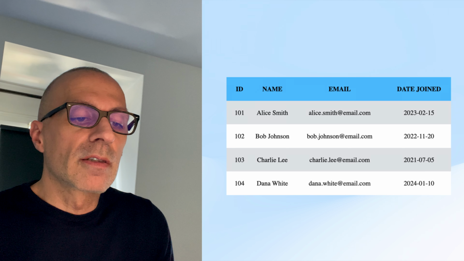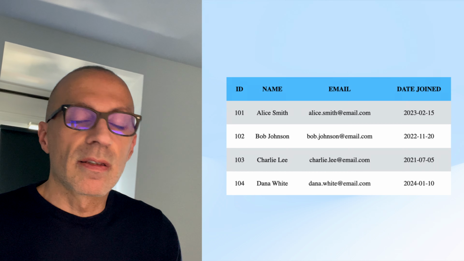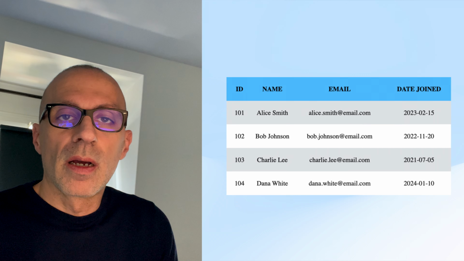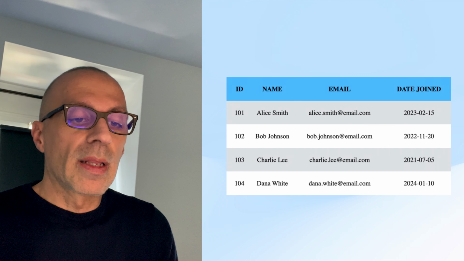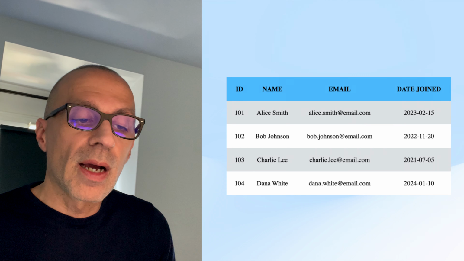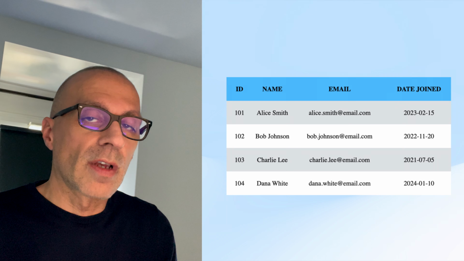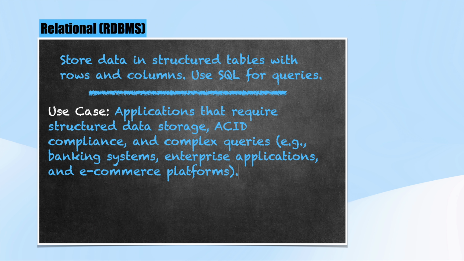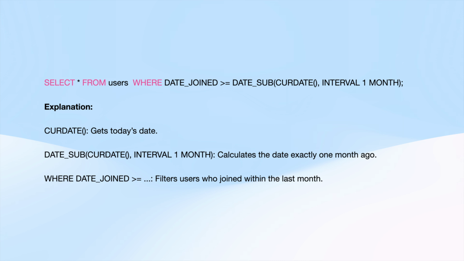Think of it like a spreadsheet. Every row contains information about a specific entity, and the columns define its properties. But unlike a single spreadsheet, relational databases are highly optimized for complex queries and transactions. Relational databases use SQL, structured query language, to store, retrieve, and manipulate data. For example, if we want to find all the users who joined in the last month, we could run a simple SQL query like this one.